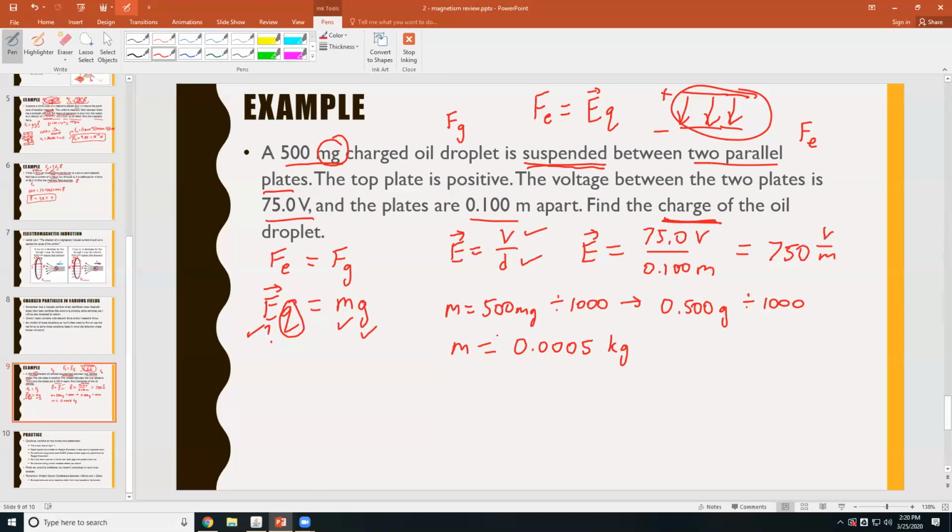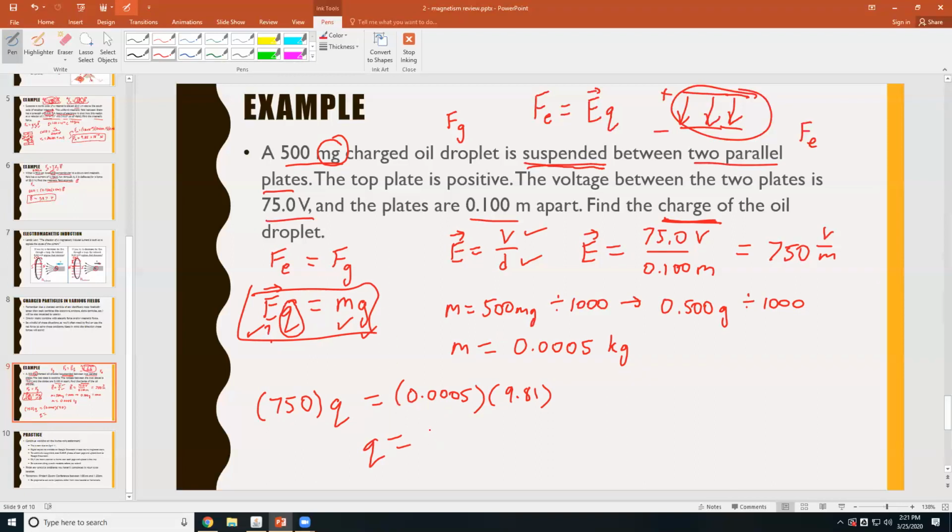Either way, though, we now have all of our units in this equation, so we can actually solve this. Let's throw our numbers in here. So E with the arrow, the electric field strength, is 750 times Q, that's what we're looking for, that would be the charge of the oil droplet, equals mass, which is 0.0005, times gravity, which is 9.81. Multiply these two things together on this side and then divide by 750. Then you can round your answer to, looking at the question, it looks like 3 significant digits.